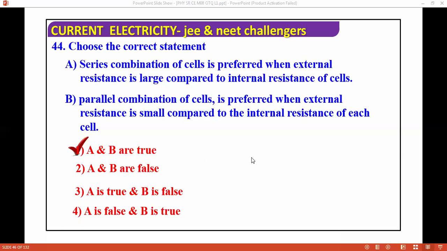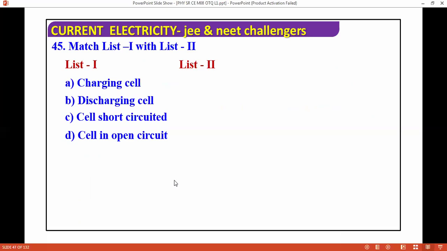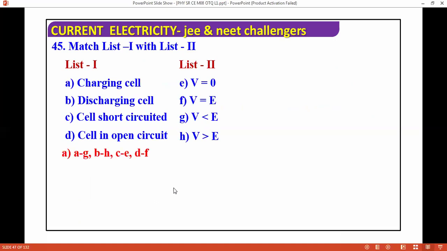Next question we have: a discharging cell, a cell short circuited, a cell in open circuit. It's a very good question, very doable. If you know, you know. Please do this question correctly.